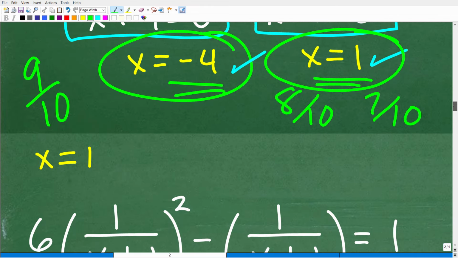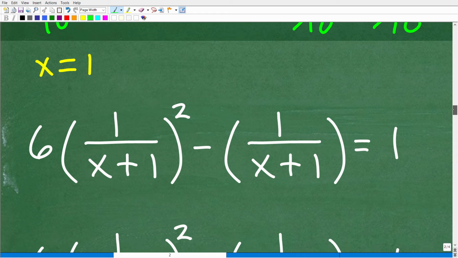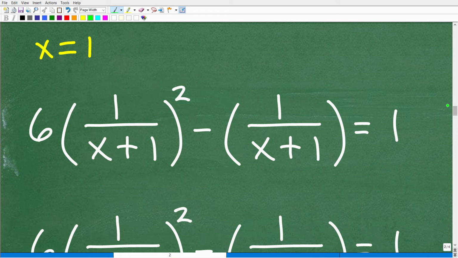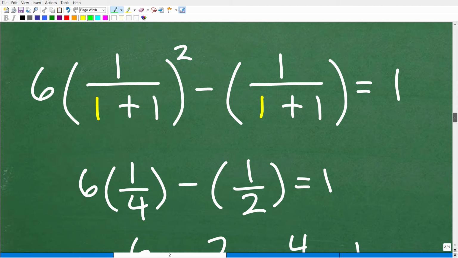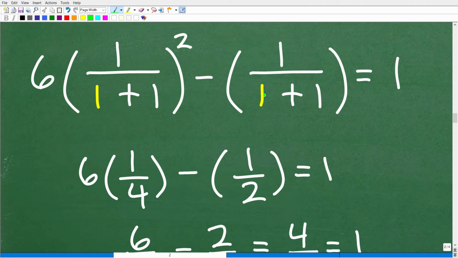So we got x is equal to 1, x is equal to negative 4, and we have to go back to the original equation. We're going to plug in 1 for x, and see if in fact these solutions work in the original equation. Okay, so let's go ahead and do that now. So I'm replacing x with 1.